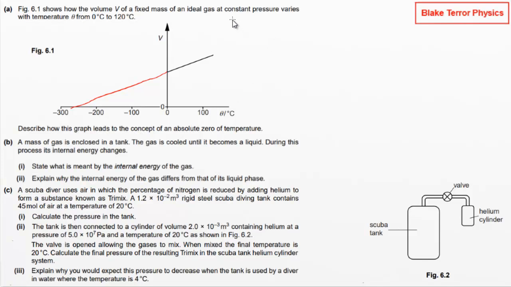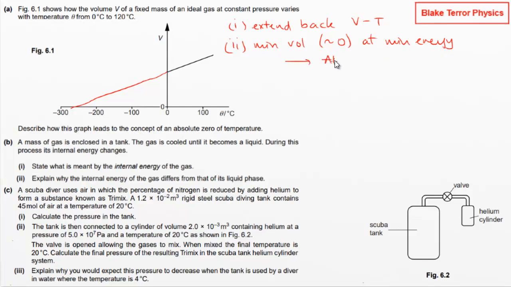So I suppose the two things that we're going to say is, one, we want to extend the linear relationship between the volume and temperature. And then this idea that we've got a minimum volume, which is close to zero at minimum energy. And that is what we refer to as absolute zero, our 0 Kelvin. So, yep, that's what we got there.